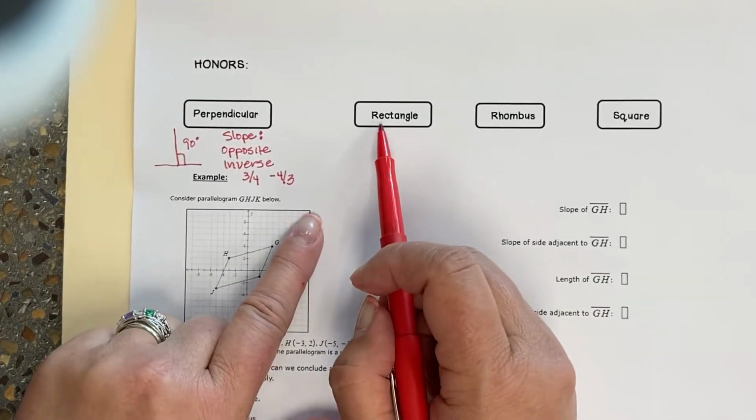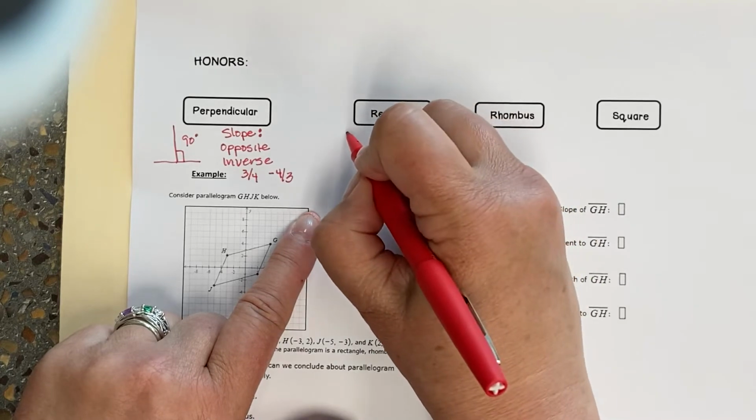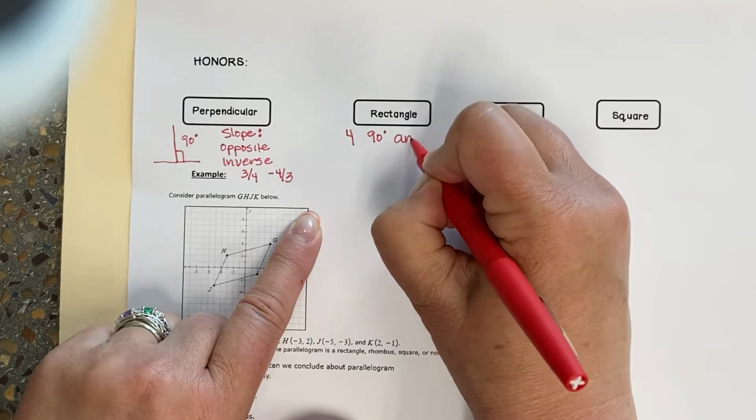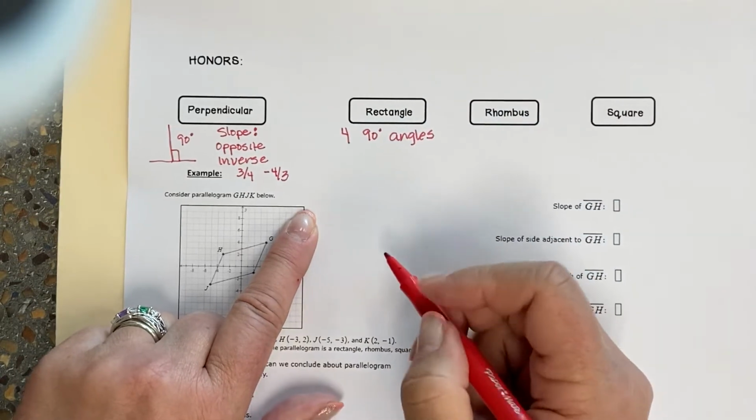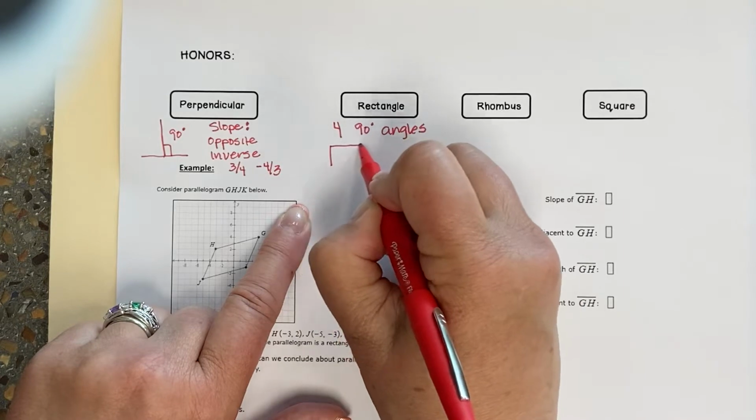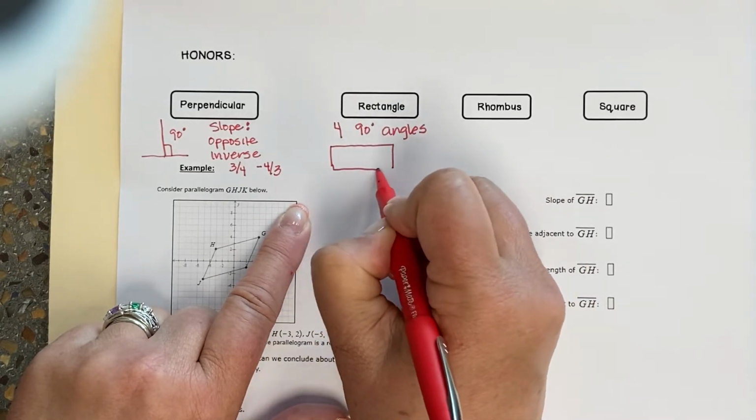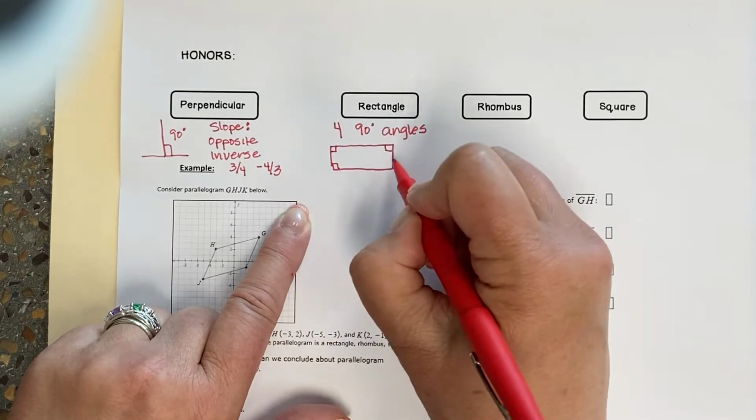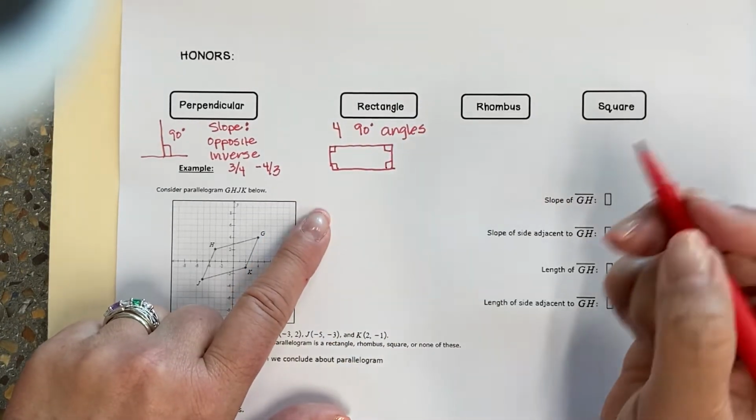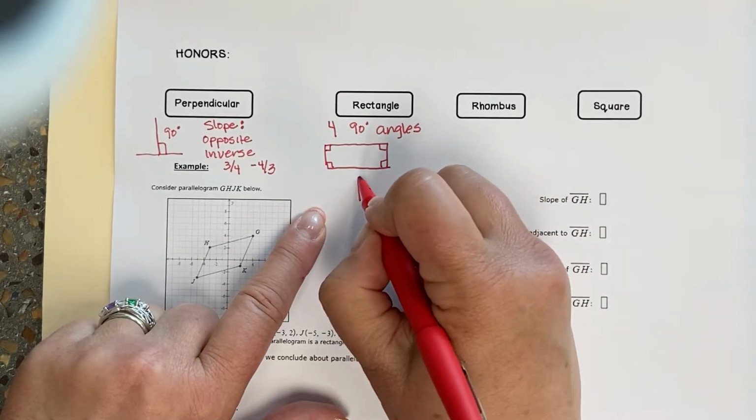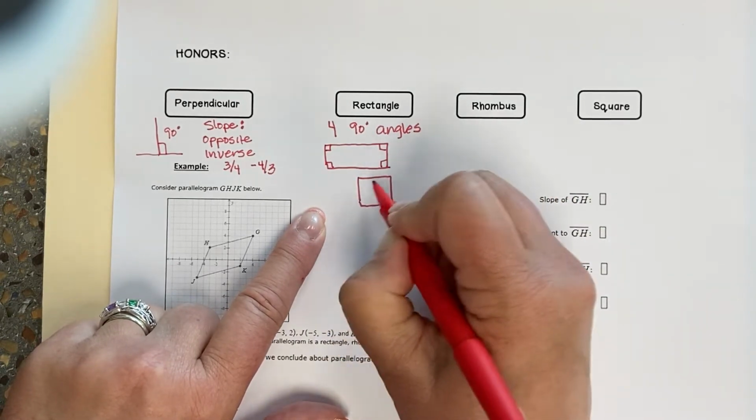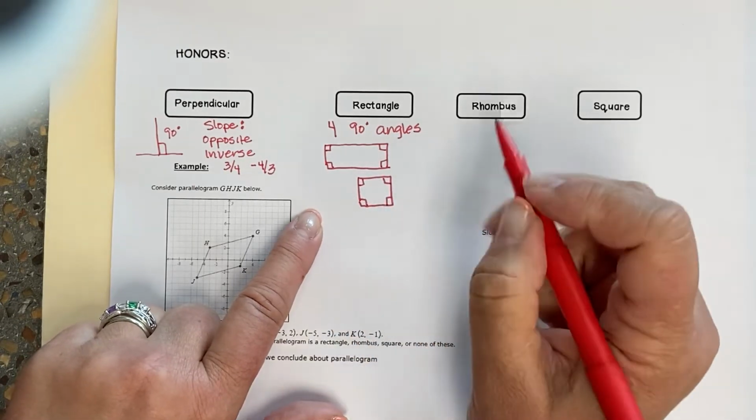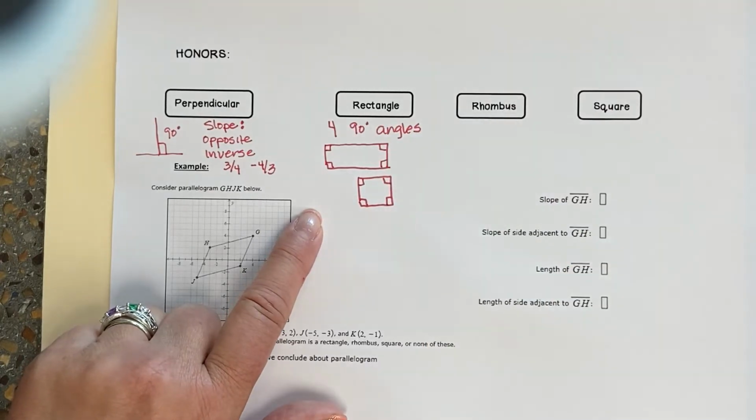Okay, a definition of a rectangle. A rectangle has to have 4 90-degree angles. So a rectangle would be something like this, and it's going to have 4 90-degree angles. Or it could actually look like a square, because a square also has 4 90-degree angles. So a square is a rectangle.